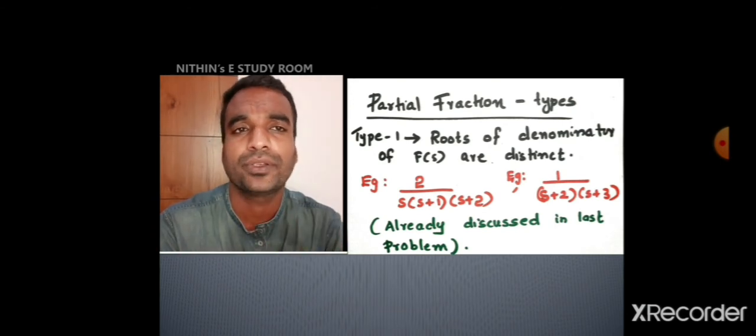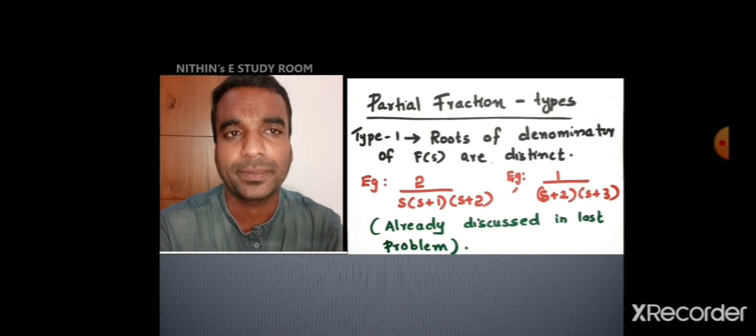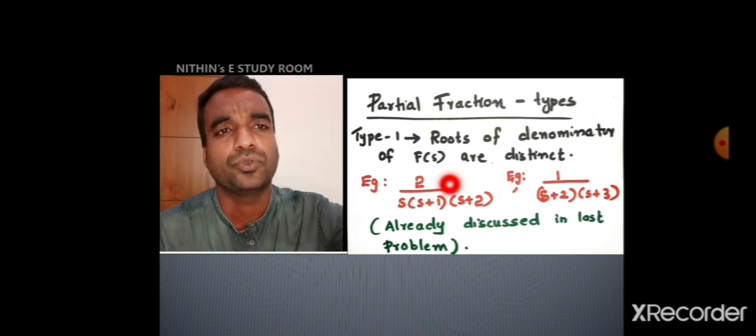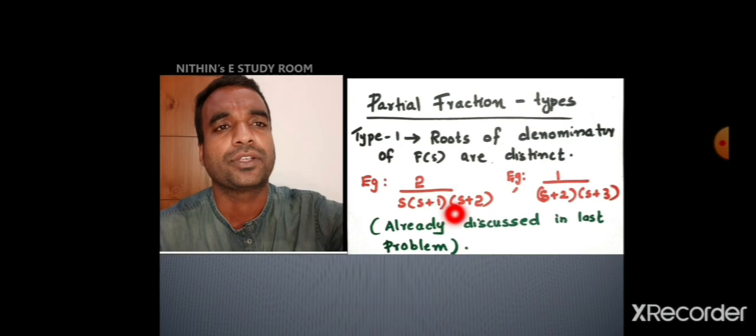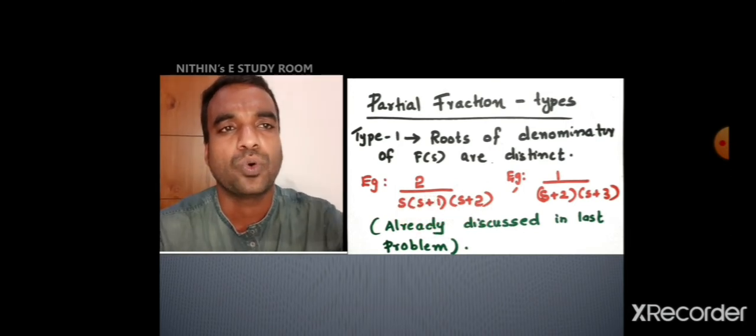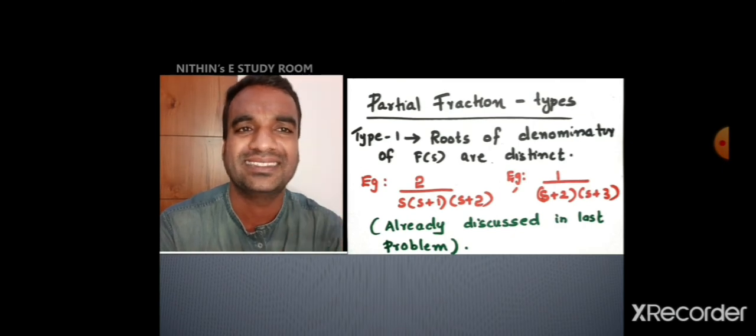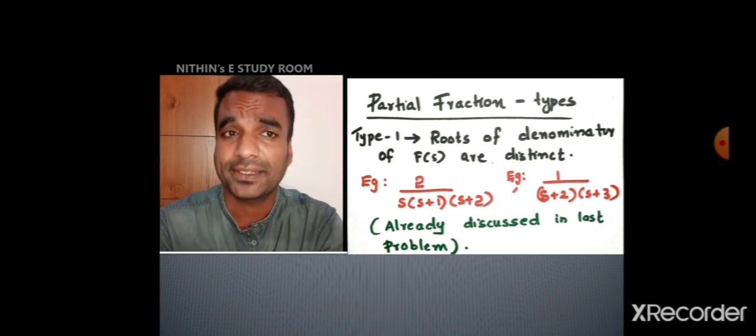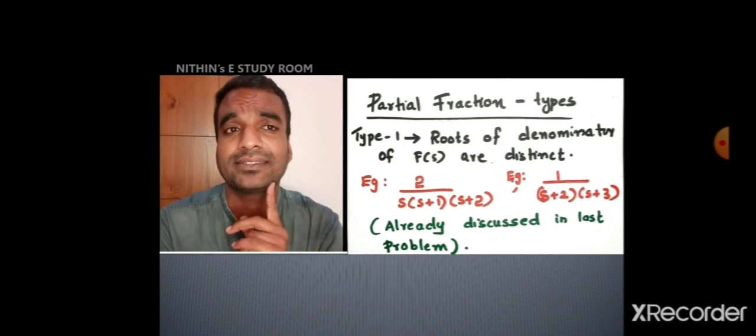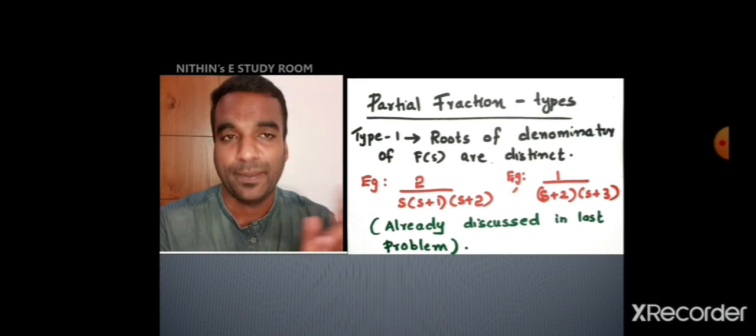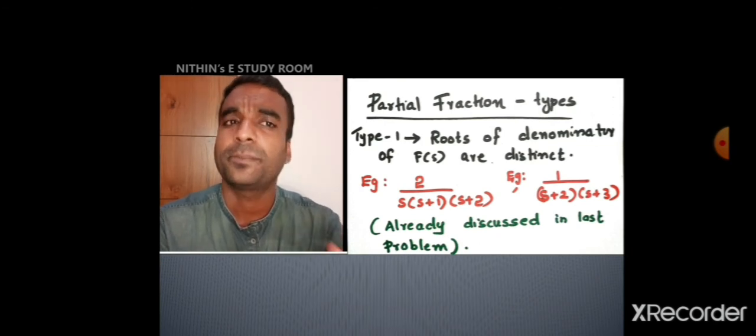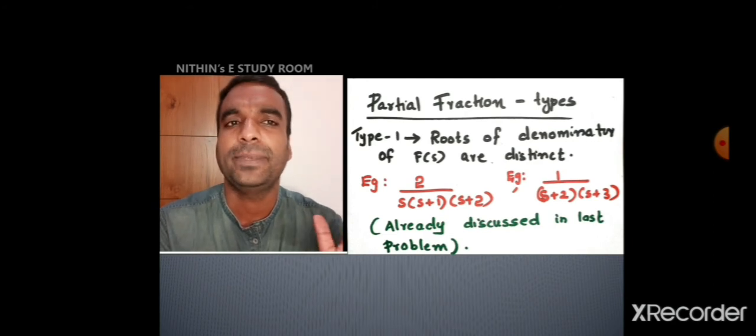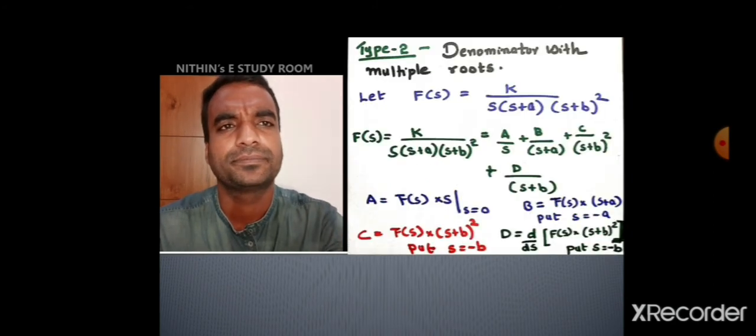That's why I'm not going to do many problems on that method. This is an example for that method: 2 by s into (s plus 1) into (s plus 2). s is equal to 0, s is equal to minus 1, s is equal to minus 2. All the roots of the denominator are distinct values. So we can do this problem also in the same method. Here we can fractionalize 2 by s(s plus 1)(s plus 2) as A by s plus B by (s plus 1) plus C by (s plus 2). And you can find A, B, C by using the same method.